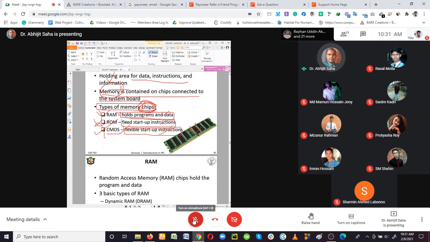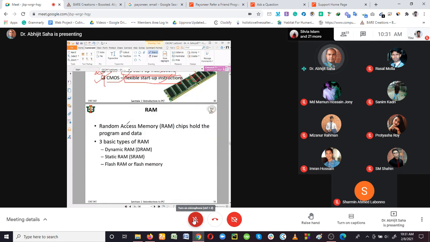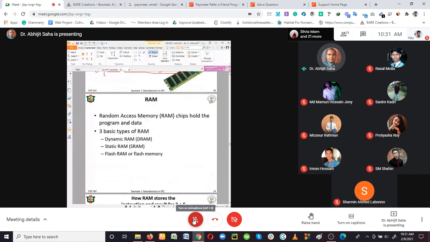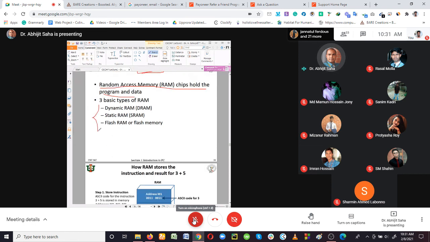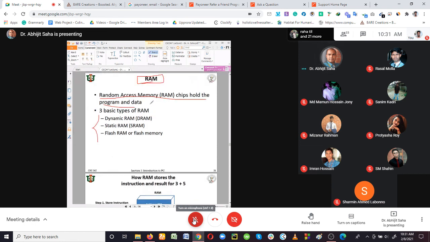So we are going to discuss these three memory chips one by one, with a bit more detail. Here we have already said about the RAM, the random access memory, and that is installed into the RAM slot. The random access memory chips hold the active data and programs, and it has three basic types: the dynamic RAM, the static RAM, and the flash RAM or flash memory.